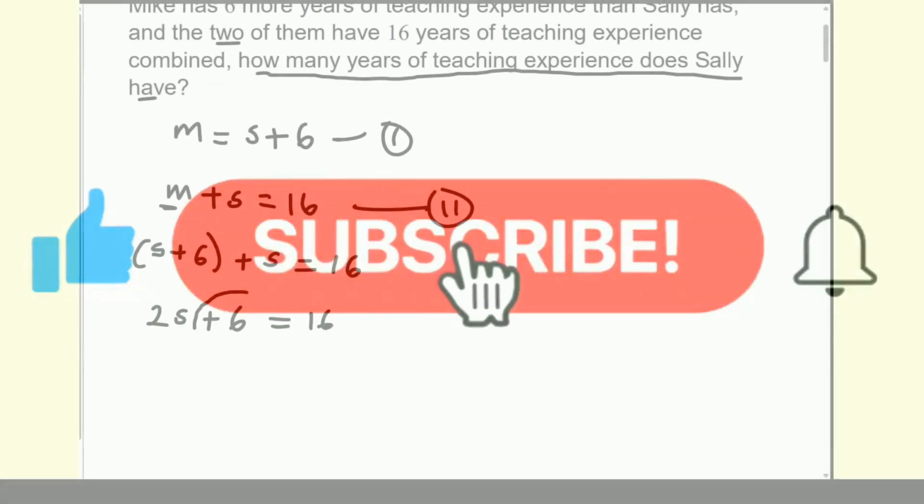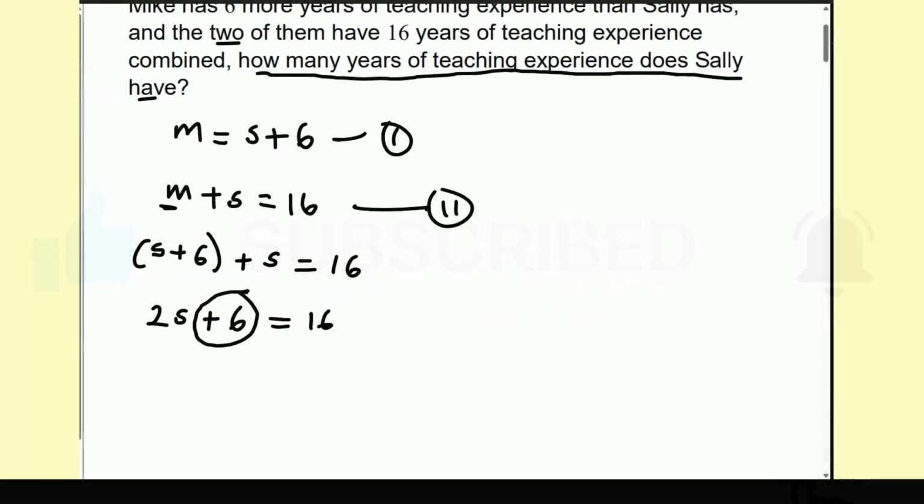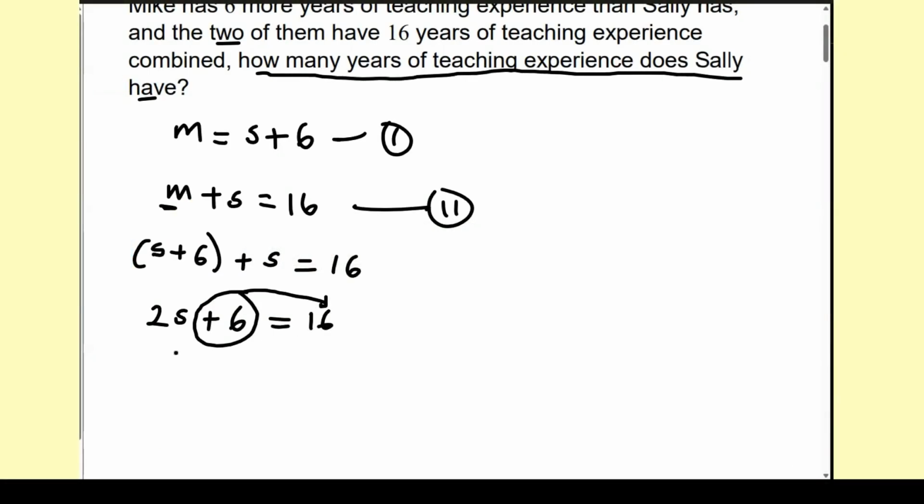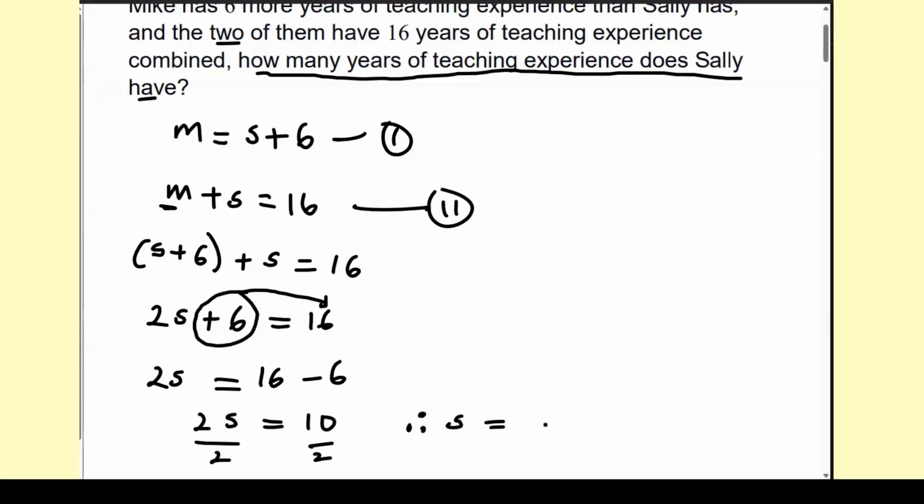Now at this stage we just collect like terms, so that this plus 6 crosses to meet 16 there. We have 2S equal to 16 minus 6, and 16 minus 6 is 10. So 2S is equal to 10. When you divide both sides by 2, we then have that Sally's teaching experience is equal to 5 years.